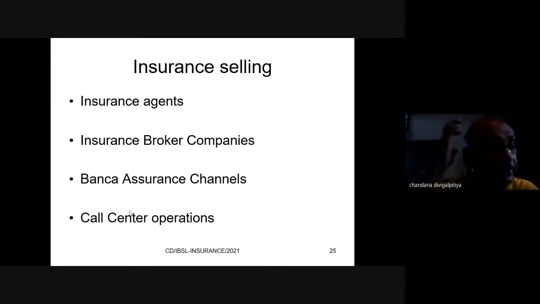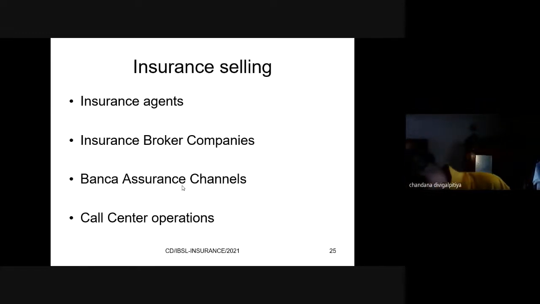Right. Insurance selling, these are the present ways insurance is sold. Agents are there, brokering companies are there. Bank assurance channels are the latest thing. So the latest two operations are these two. All right, bank channel means insurance companies tie up with banks, and they keep their agents or people in the bank to sell insurance. That's called the bank assurance channel. Call center operation means insurance companies have call centers, so they promote selling insurance to customers. That's called the call center operation. So these are the two latest methods, and the other two are traditional methods of insurance selling.